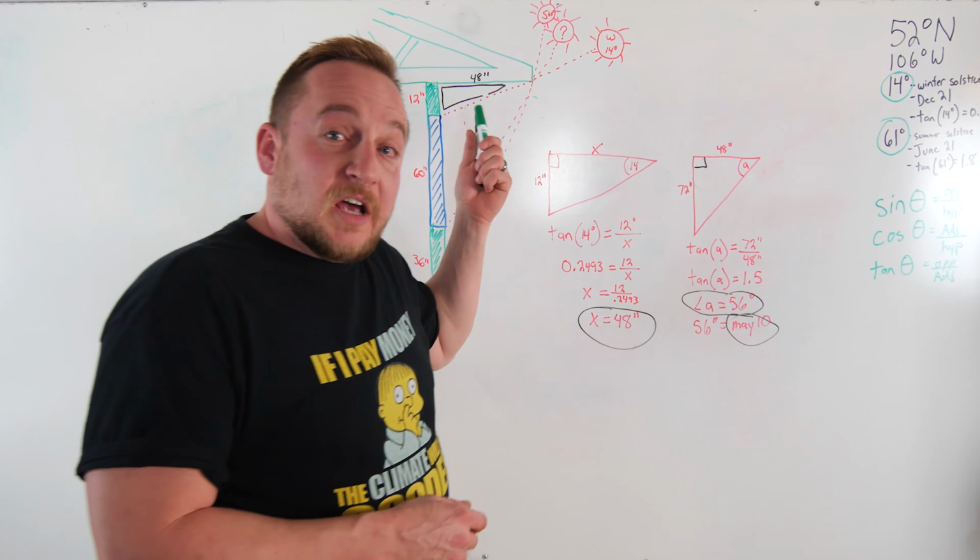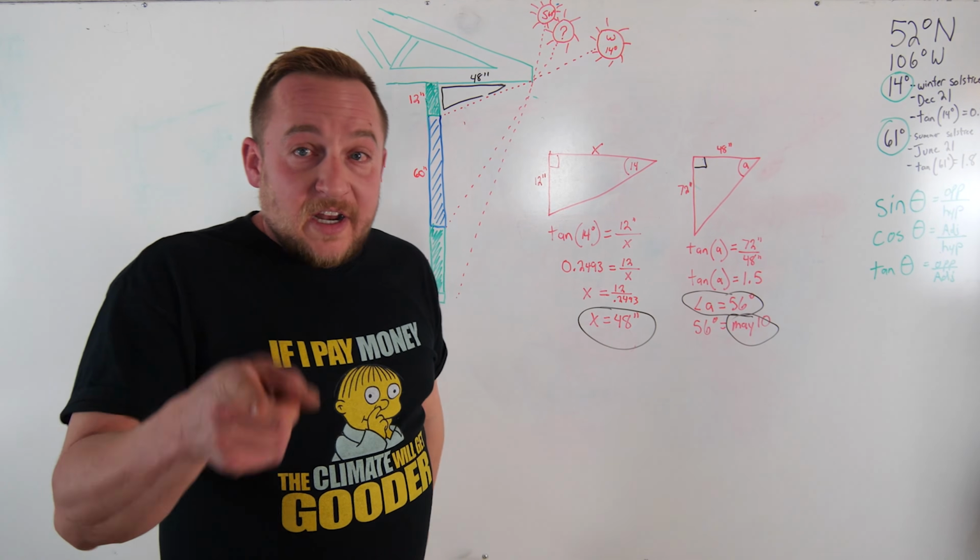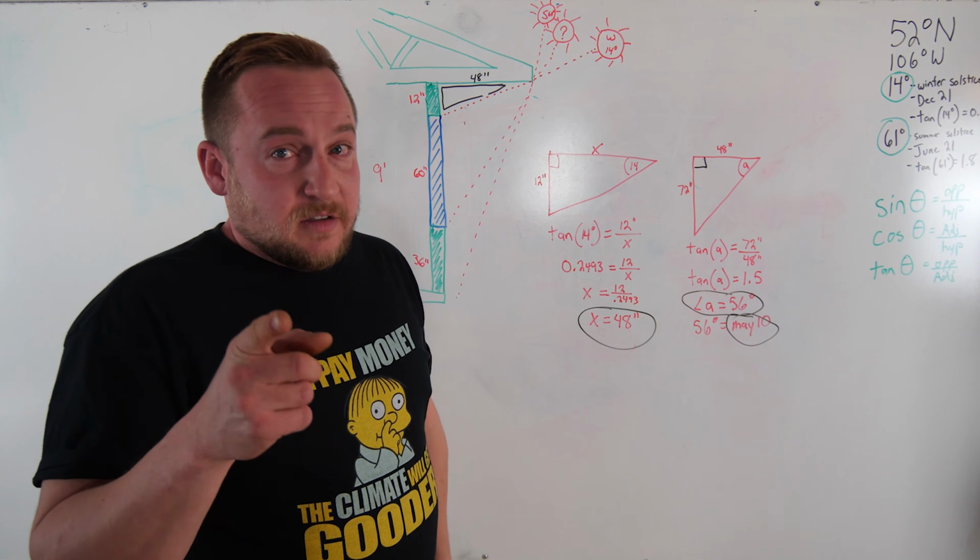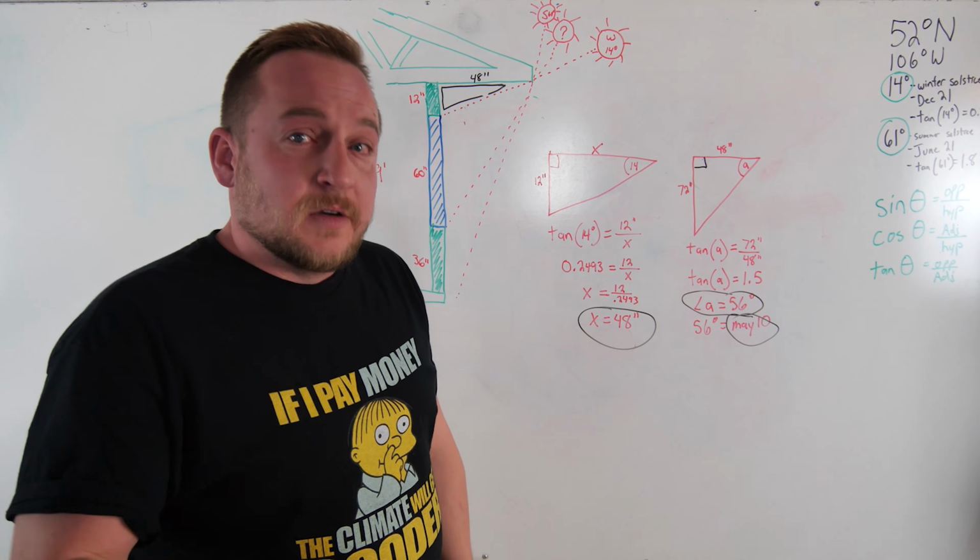But this is for a passive solar building. A greenhouse is different because plants need light. Let me show you how that works.